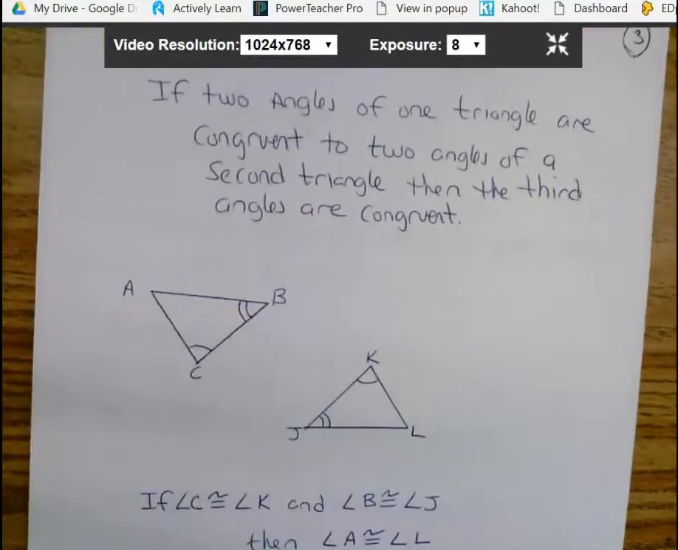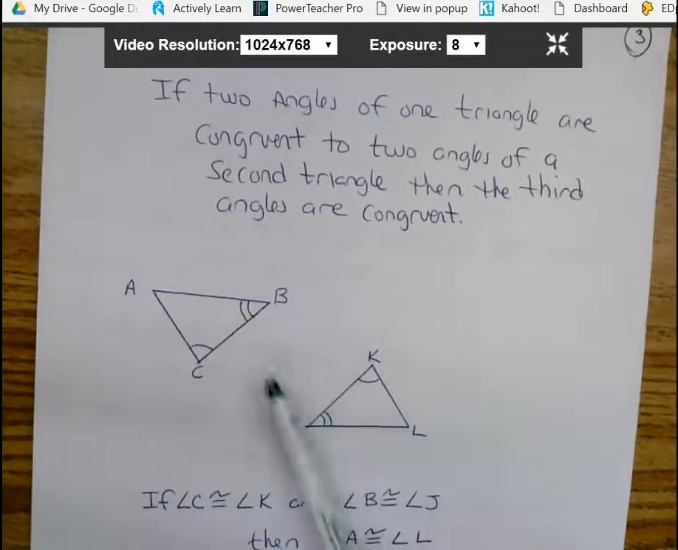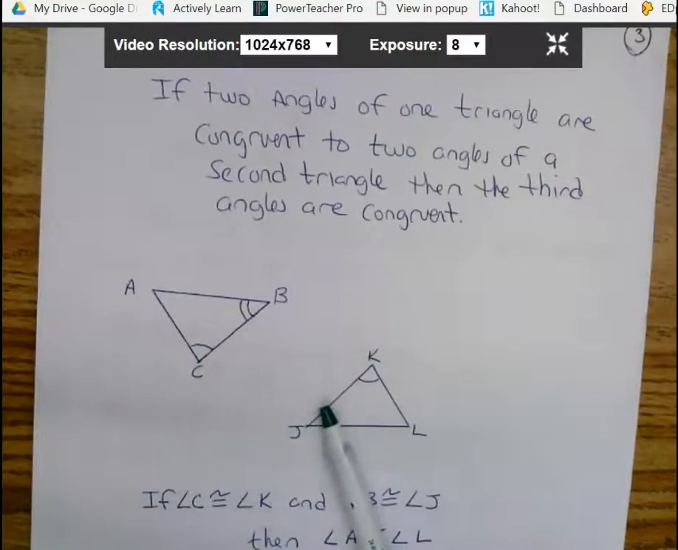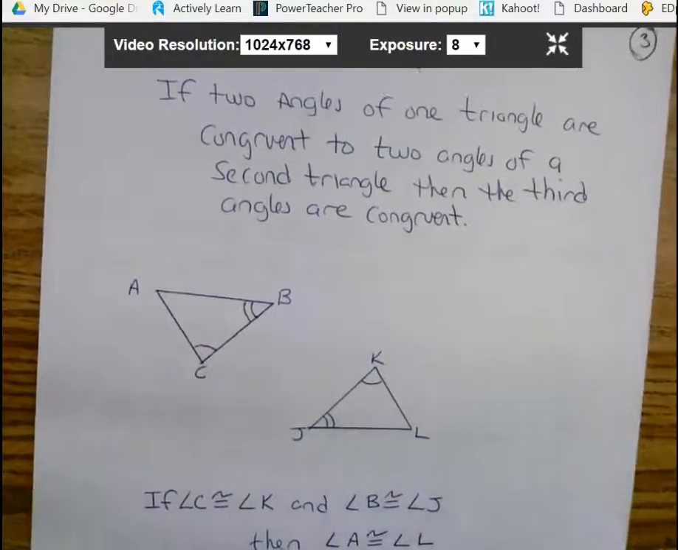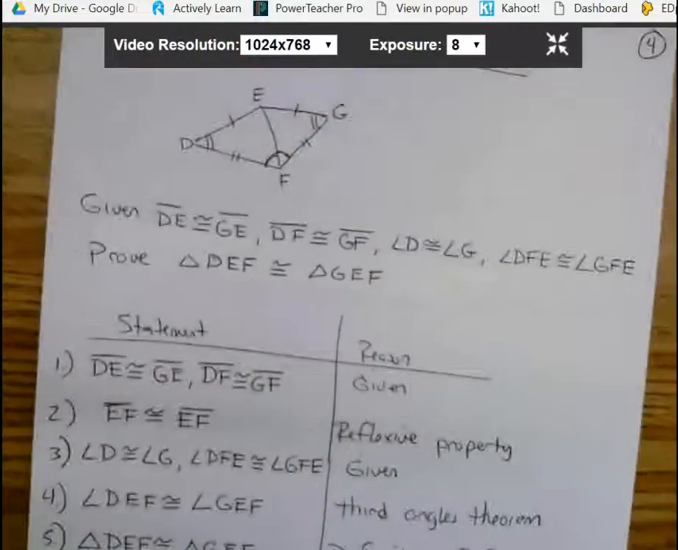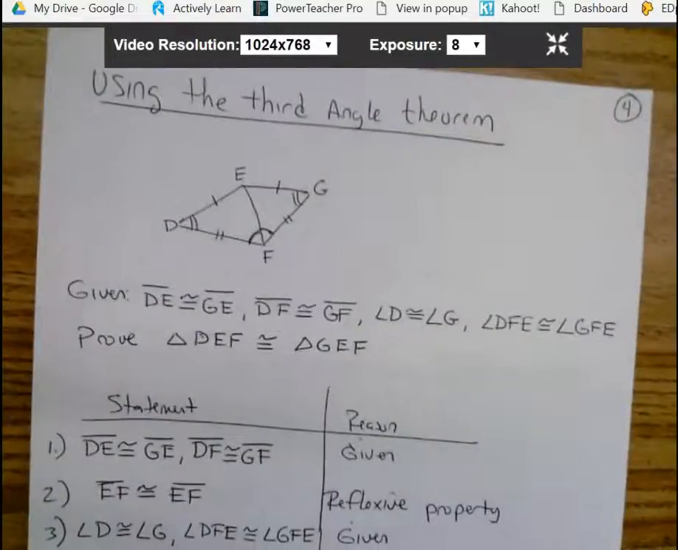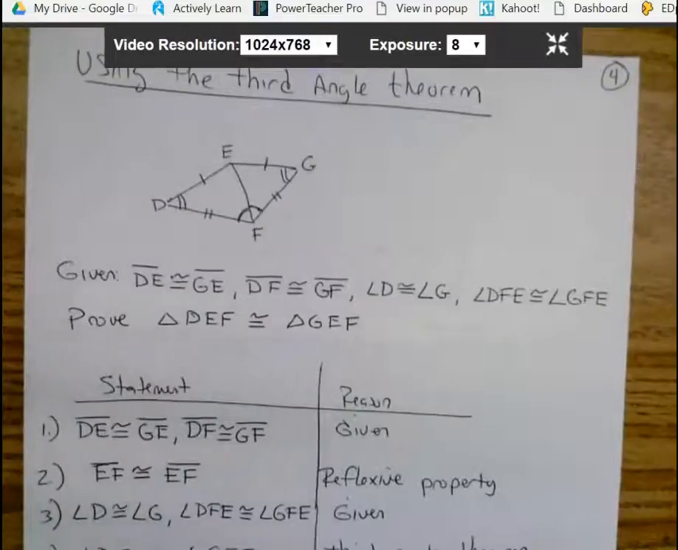So if we look at these triangles here, we have triangle ABC and triangle LJK, or however you want to say it. And we see K is equal to C and B is equal to J. And because this is congruent with this and this is congruent with that, then A and L must be congruent. Okay? So we know that just by this law. And we know because it has to be equal to 180, right? So it kind of makes sense that that's what it should be. Okay. So then how do we use this third angle theorem? Okay, and we're going to do a proof here. Don't get too upset though when you see this, but it's not that long.